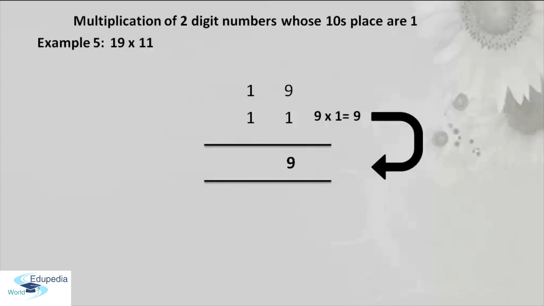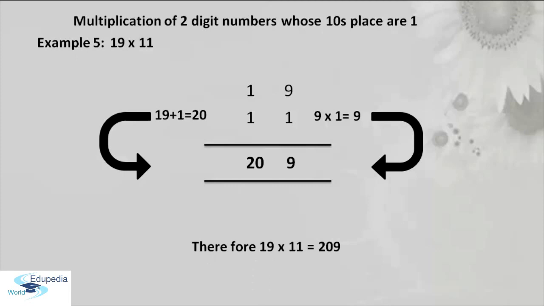Now the second step. We take the digit in the units place of the multiplier and add it to the multiplicand, that is 19. Adding 19 plus 1 gives 20. We write that 20 below the horizontal bar on the left side. Combining these two results, we get the final result: 19 into 11 equals 209. This is how you can use the shortcut to get the result in not more than 20 seconds.